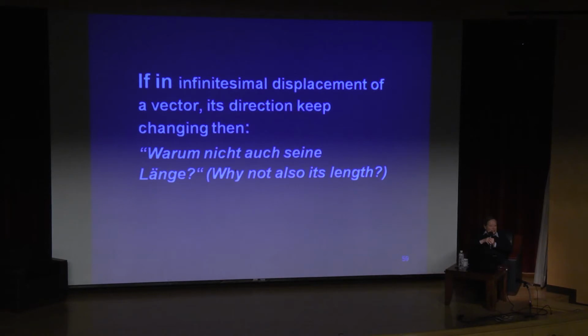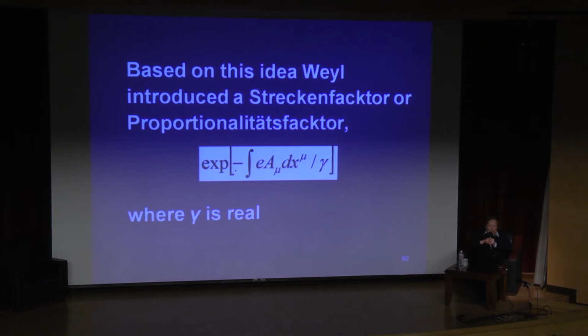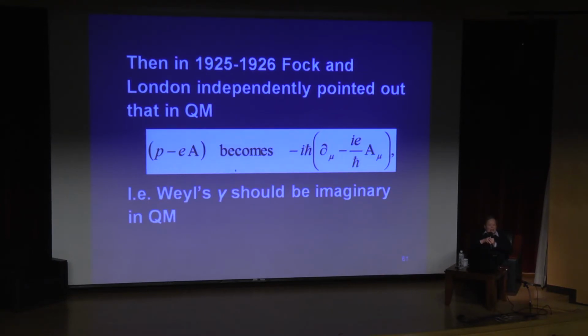If its direction can change, why can its length not change? So therefore, he figured out a theory in which the length measurement keeps on changing with the parallel displacement of a vector. Based on this idea, Weyl introduced a Streckenfaktor, or Proportionalitätsfaktor, which is written in this formula, in which gamma is a real number. In other words, he identified the infinitesimal length changing factor with the vector potential at that particular point. Einstein criticized this early idea of Weyl's.